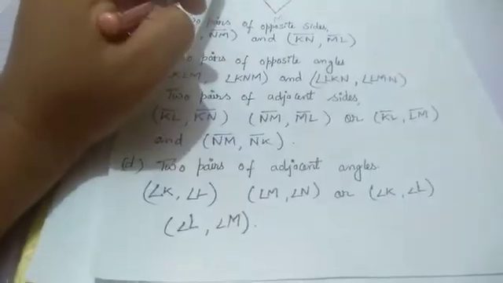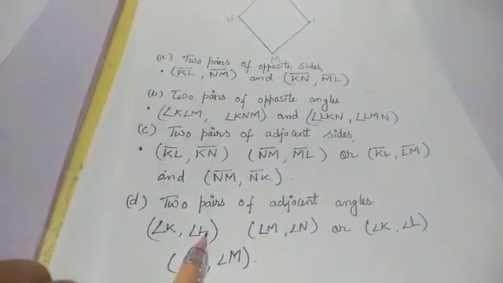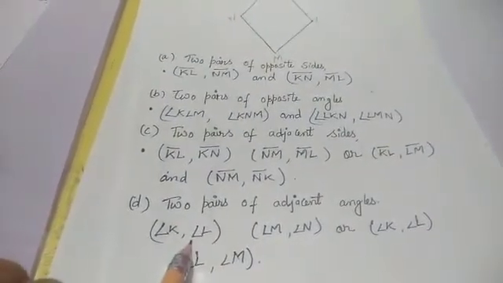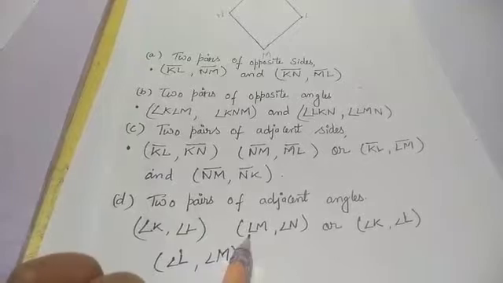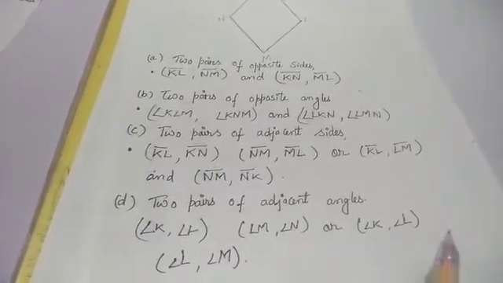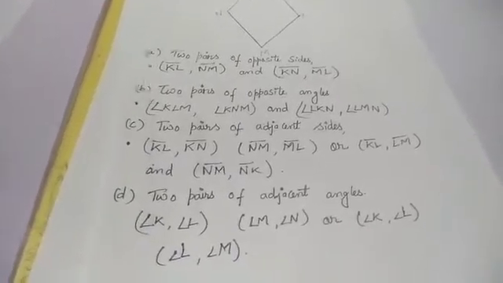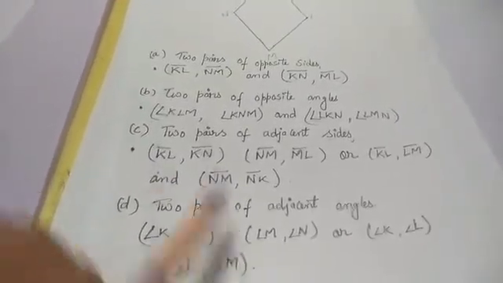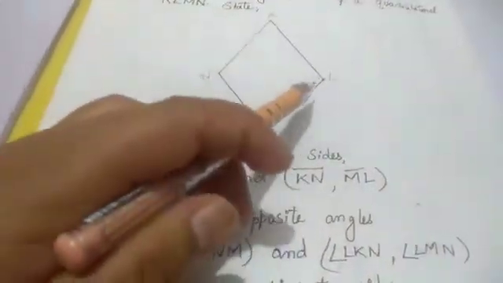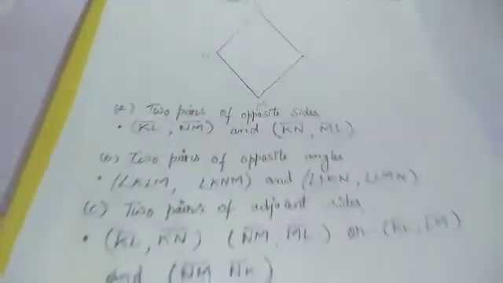Here we have written angle K, angle L as one pair of adjacent angles. Angle L, angle M, or angle N is one pair of adjacent angles, or angle K, angle L, another pair of adjacent angles. Angle L and angle M are another pair of adjacent angles.